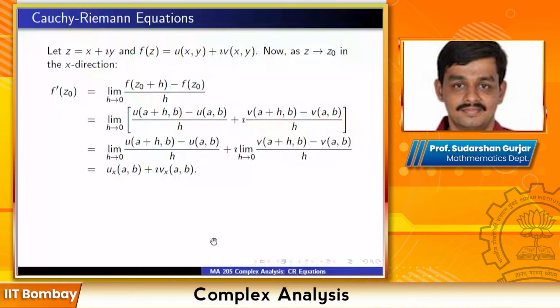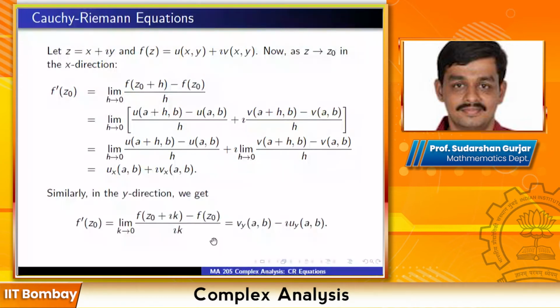So when we computed f prime z0 by taking the limit as z tends to z0 along the real axis, the x-axis that is, we got f prime z0 equal to ux at (a, b) plus i times vx at (a, b). Ux simply means the partial derivative of u with respect to x.